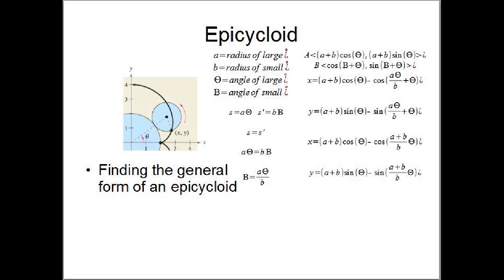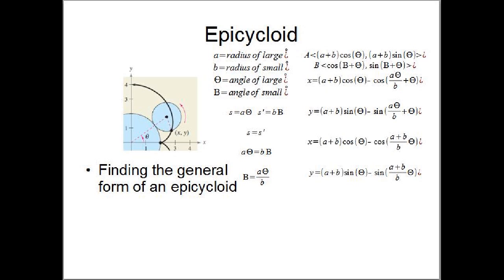When theta and beta are equal to 0, the point on the small circle and the starting position for the large circle are equal. Whatever distance is traveled lets us know that the arc lengths are equal. So S is equal to A theta, the arc length of the large circle, and S prime is equal to B beta, the arc length of the small circle. And since we know they're equal to each other, we can solve for beta. So A theta is equal to B beta, divide B out. You get beta is equal to A theta over B.